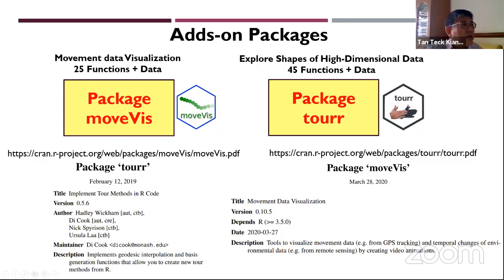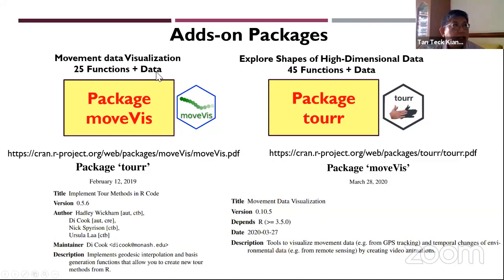Just to show you these two packages, one is moveVis, which is movement data visualization. It consists of 25 functions. We mentioned about 16-thousand-plus packages, but within this particular package there are functions. A function is a routine that you repeat for doing certain things, like doing a plot; a plot is a function. So there are 25 functions built into this package called moveVis.